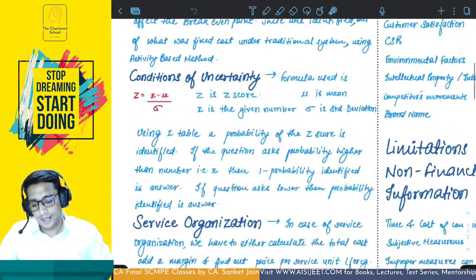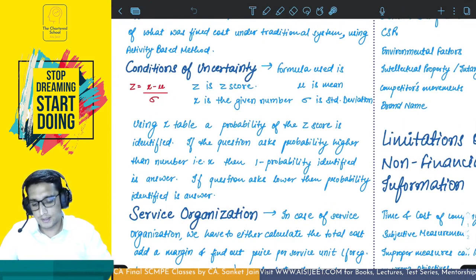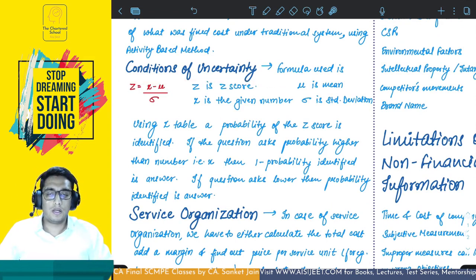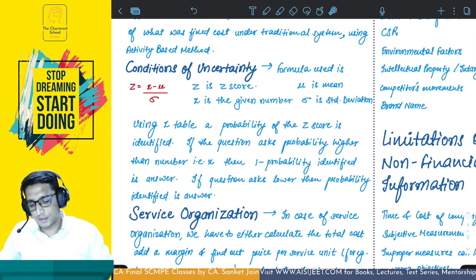Then the next type of question comes from conditions of uncertainty. Okay, so condition of uncertainty is basically that if the question is given that you have a mean score, let's say a mean number of revenue, and they are asking you what is the probability of you earning a revenue of more than a particular number, and standard deviation is also given to you, then how will you calculate the probability? That is conditions of uncertainty.